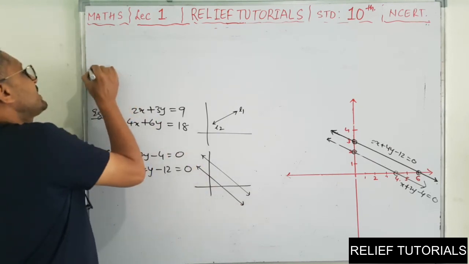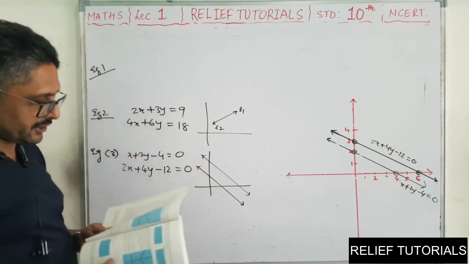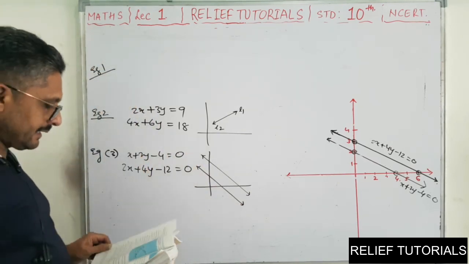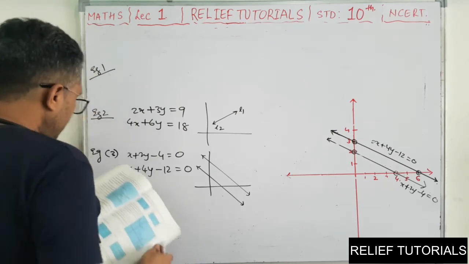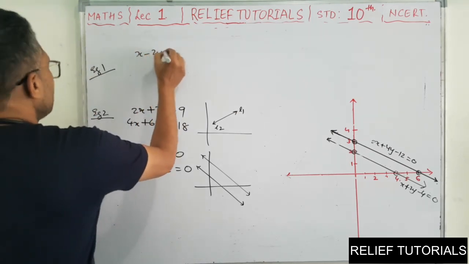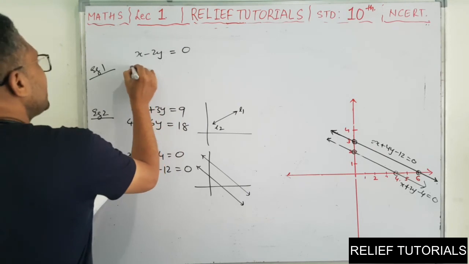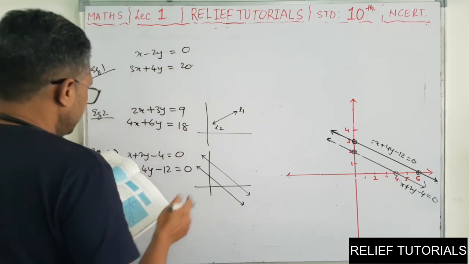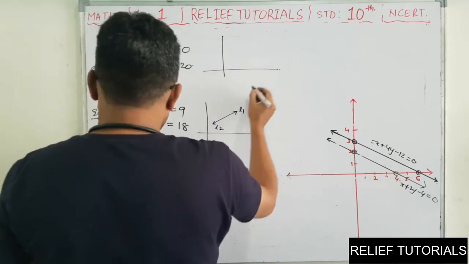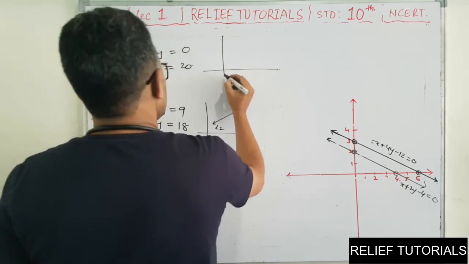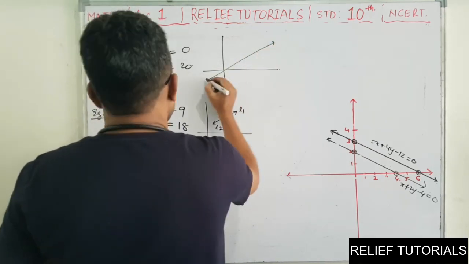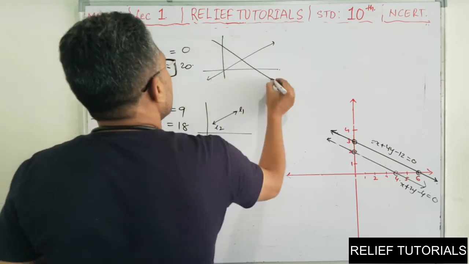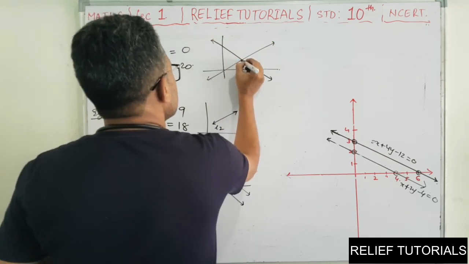Clear? In the first example, what were the equations? In the first example, the equations were x minus 2y is equal to 0 and 3x plus 4y is equal to 20. And here our graph was this. This was the case in the first example. Clear?